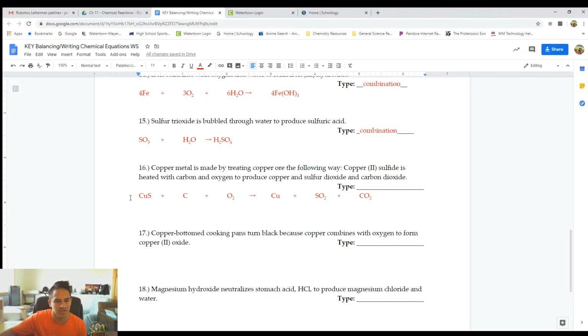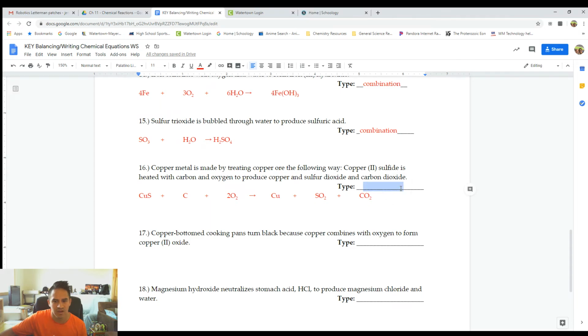As for balancing, coppers, we have 1 and 1. Sulfur, we have 1 and 1. Carbon, we have 1 and 1. Oxygen's the only thing that's not balanced. We have 2 here and 2 there. That's a total of 4. So we're going to need to put a 2 there to give us a total of 4 oxygens on the left.